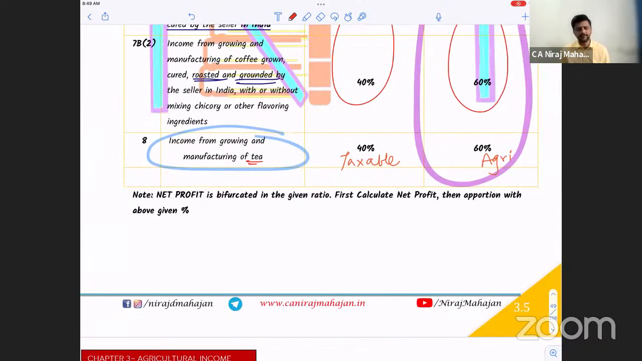What if I sell tea plants? What do you think? If I sell tea plants, not tea leaves, tea plant, what do you think? It will be 100% agricultural income. Very good, Mansi. Good.